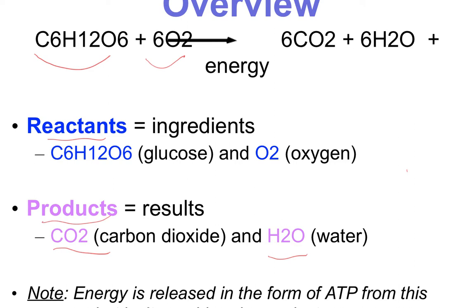Energy is released in the form of ATP from this process, but it isn't necessarily considered a product. There's no molecule involved in ATP, so it's not necessarily a product of it because we can't account for the phosphorus and all that in the reactant section. So we just say that it's released.